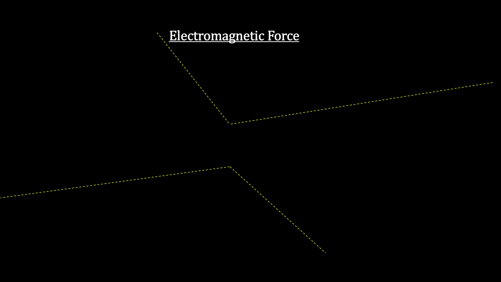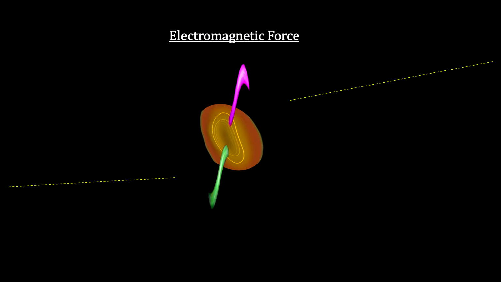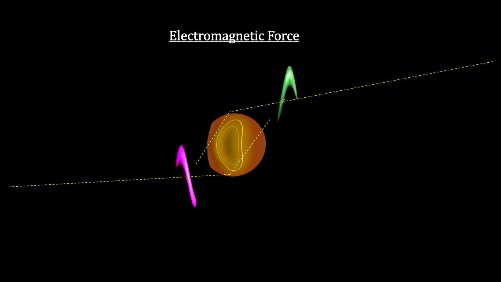The same is true if an electron and a positron pass near each other. The disturbance in this case is similar in type, but different in its details, with the result that the oppositely charged electron and positron are attracted to each other. Their paths are bent inward.